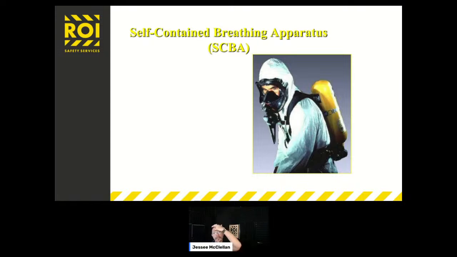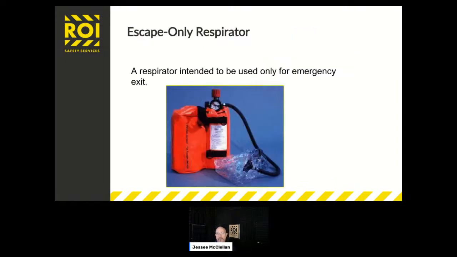Again, these are primarily going to be used for a rescue situation. A lot of your fire departments will use these to go in and rescue. If you have a rescue team at your location, those are always good to have on site. And then you have an escape bottle. These escape bottles are really only used for emergencies. You'll often see these in labs, rightly so, because if you have a release in a lab, this could be grabbed real quick and put on your face and at least give you enough time to get out of that lab.